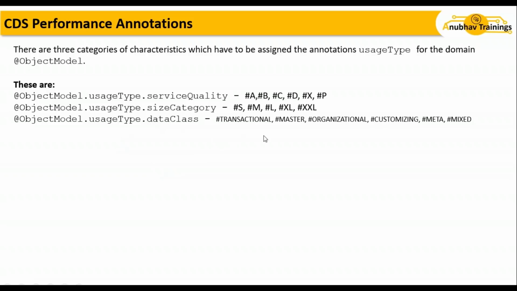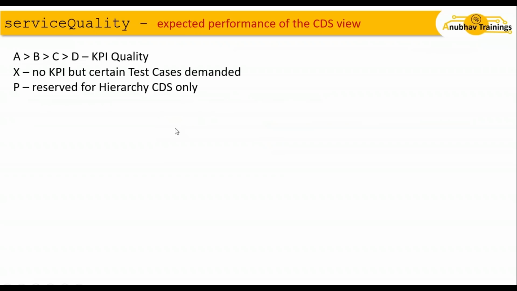And then the data class, which tells the type of data you're processing using the CDS: transactional, master, organizational, customizing, meta, and mixed. So these are all the values which you possibly can assign. Let's understand each one of them in more detail. So let's come to service quality first.